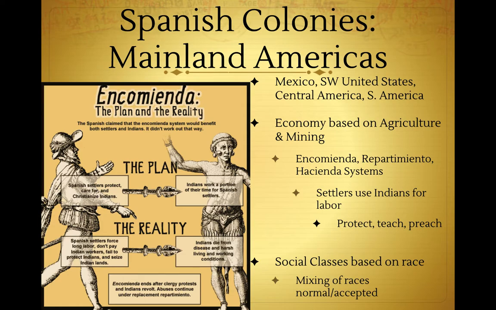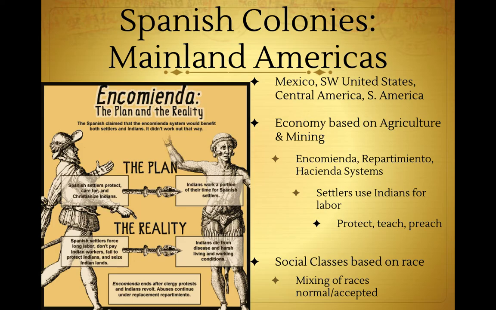But there's supposed to be more protections than that, and the encomenderos or the hacenderos or whomever is running the land, they are going to protect the people. They're supposed to teach the people and make them better people and make them kind of Spanish. And of course, make them Christian, because that's the really important thing. So they're going to focus on that in these colonies. Mining is also going to be a big deal, in that they're going to try to get as much silver as they can.